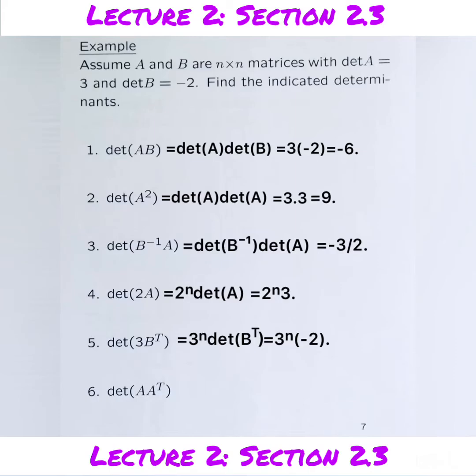Right, last problem is the determinant of A multiplied by A's transpose. Remember that the determinant of A's transpose is the same as the determinant of A. So the determinant of A times A's transpose is the determinant of A times the determinant of A's transpose. And the determinant of A is 3, and the determinant of A's transpose is the same as the determinant of A, which is in this case 3 as well. So that gives us 3 times 3, which is 9.